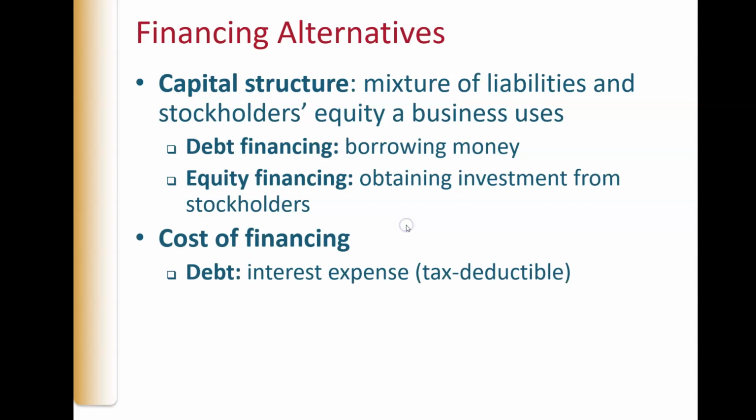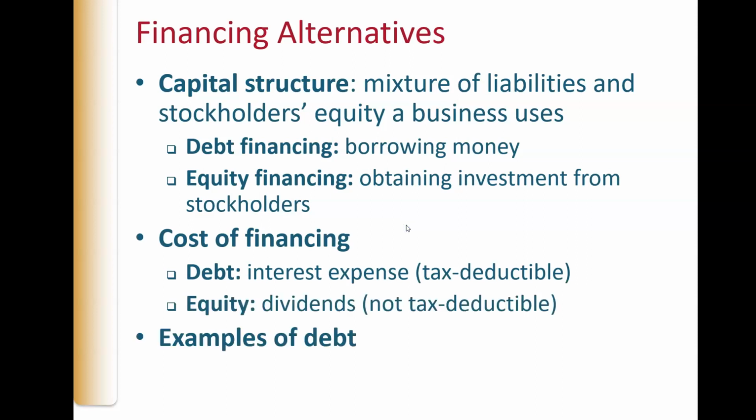So you've probably heard people talk about financing and capital structure in the same sentence. What we mean by capital structure is what's the mixture of liabilities and stockholders' equity that a business has. In other words, how much of their financing is obtained by borrowing money versus obtaining investment from stockholders in selling stock. The cost of financing, if they have debt financing, then they have some interest. If they have equity financing, they may have dividends, but that's not always true.